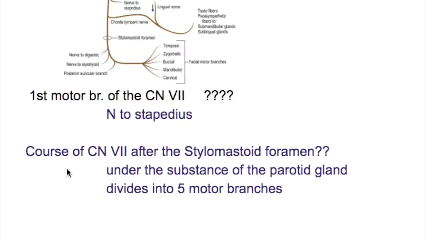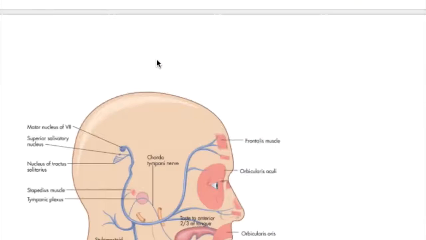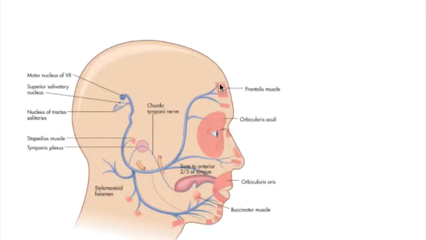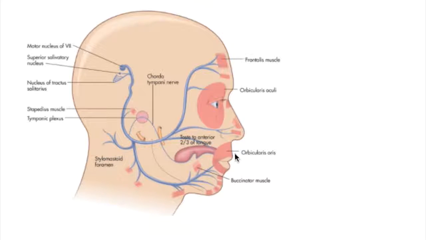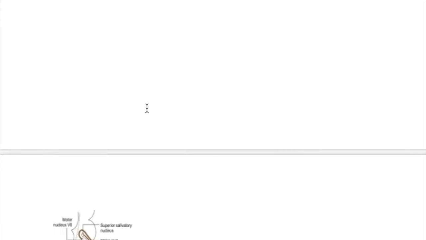What's the course of the facial nerve after it exits out of the stylomastoid foramen? Under the substance of the parotid gland, it divides into 5 branches: the zygomatic, temporal, buccal, mandibular, and the cervical, and supplies the frontalis muscle, which causes wrinkling, the orbicularis oculi, which closes the eye, the orbicularis oris, buccinator, and platysma.